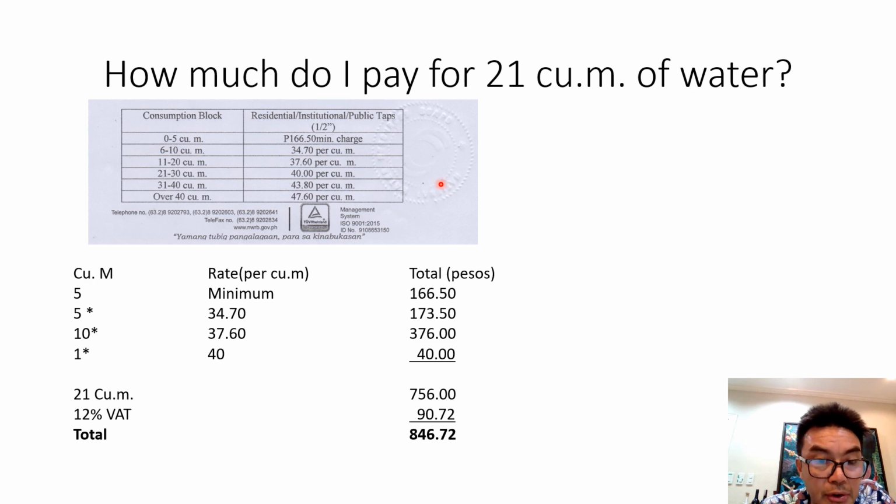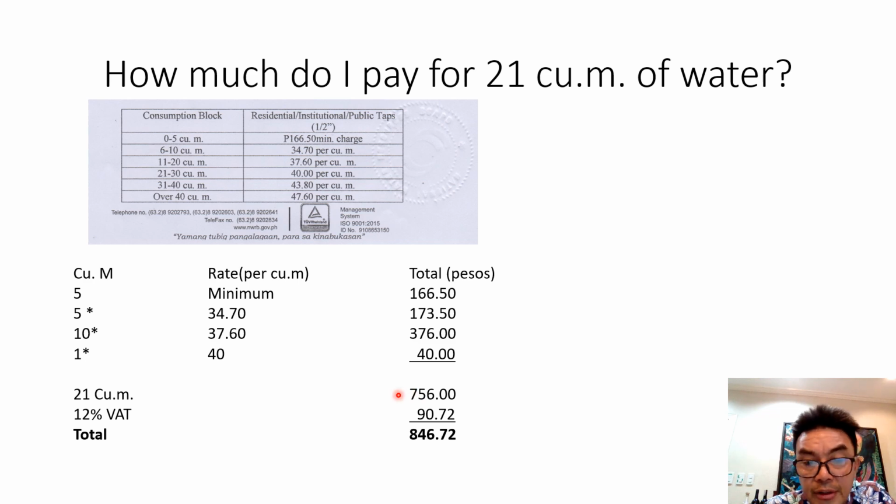This is a blow up of the rate from the previous slide. So as I mentioned, the first five will incur a minimum charge of 166 and 50. The next five will be multiplied by 34.70, 173.50. The next 10 would be multiplied by 37.60 to 376, and the remaining 1 cubic multiplied by 40 to bring a total of 21 cubic meter.